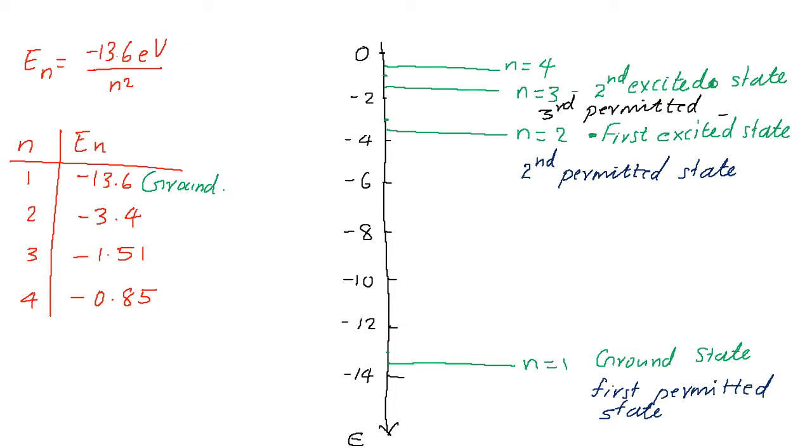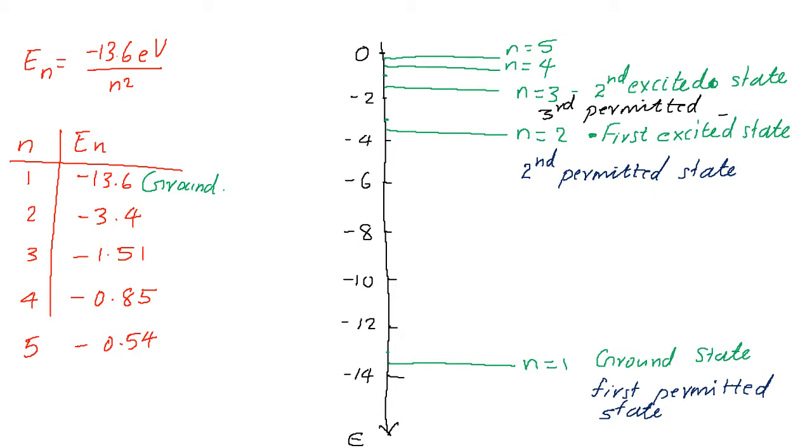Okay, now if you put n equal to 5, then the result will be negative 13.6 divided by 25, that is just 0.544. So if you consider that graphically, it will be somewhere here. 0.85 and 0.5 are much closer. So this is the energy corresponding to n equal to 5. So please note that the energy levels are not equally spaced.